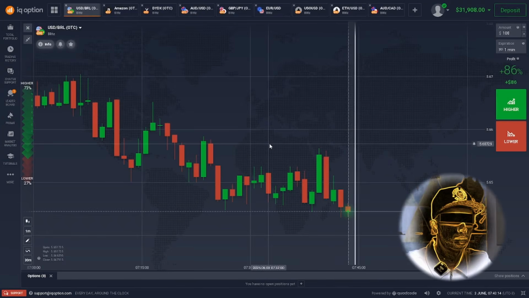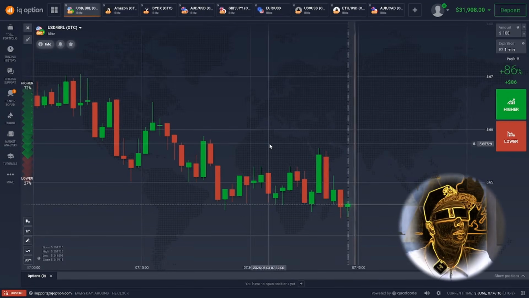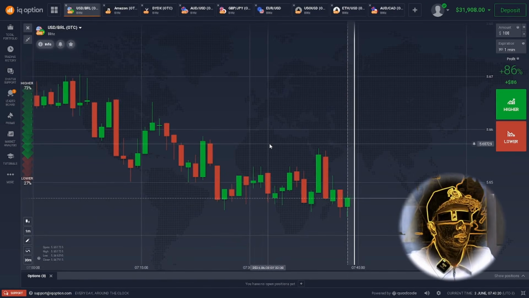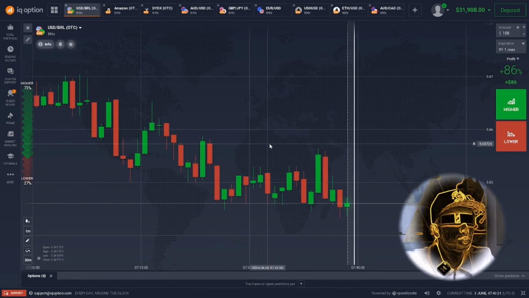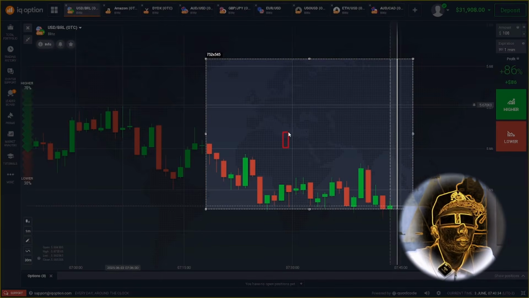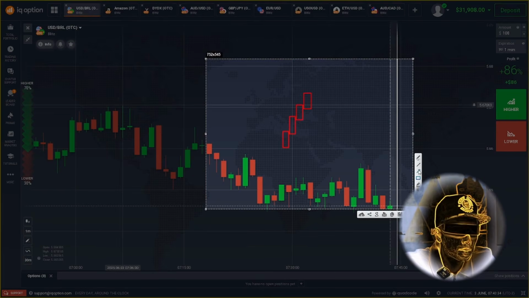Let's get started. So, the strategy is as simple as possible and doesn't require any indicators. Our task is to find 4 consecutive candles of the same color on the chart. So yes, for example, here we have 4 consecutive bullish candles. And at the close of the 4th candle, as soon as it closes, we enter a trade to go up.